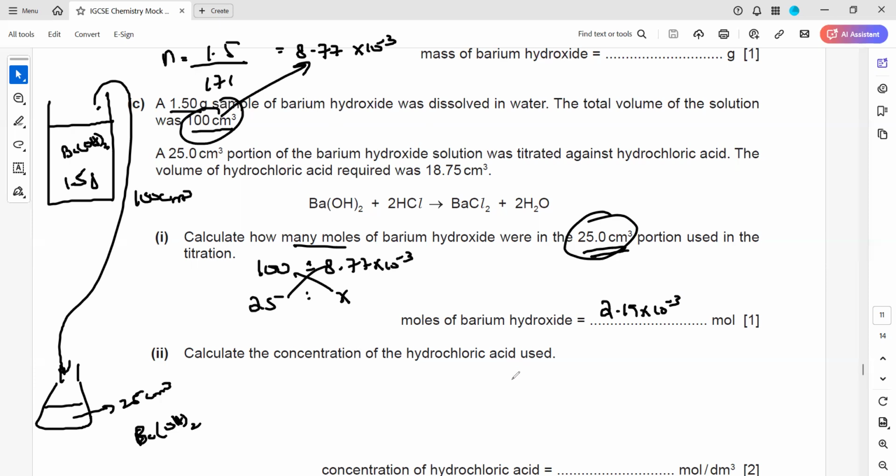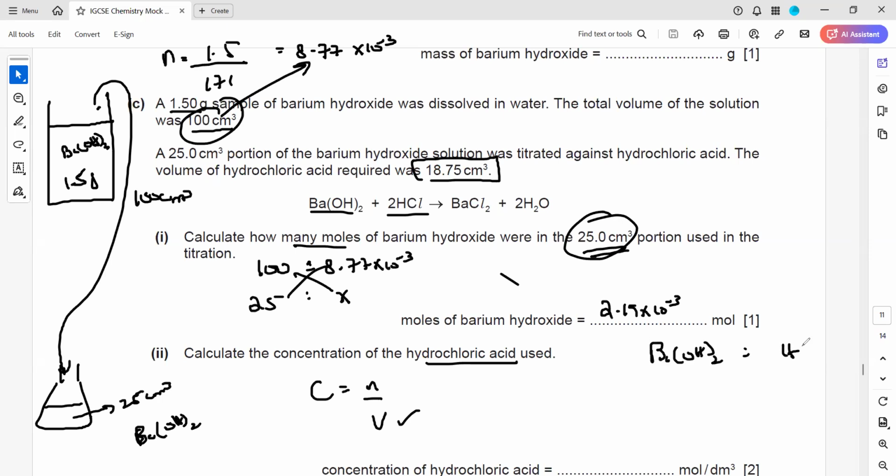Now calculate the concentration of the hydrochloric acid. If you need a concentration, you need moles and you need volume. Volume is there, but we need the moles of hydrochloric acid. How to get the moles of hydrochloric acid? We work out the moles of barium hydroxide. The ratio between barium hydroxide and hydrochloric acid is 1:2. So if we have 2.19 exponent minus 3, this will be x, cross multiply. It will be 4.38 into 10 to the power minus 3. That's the moles of hydrochloric acid.